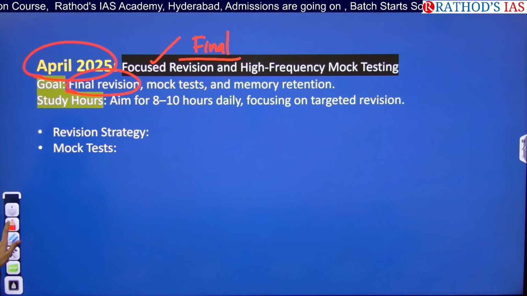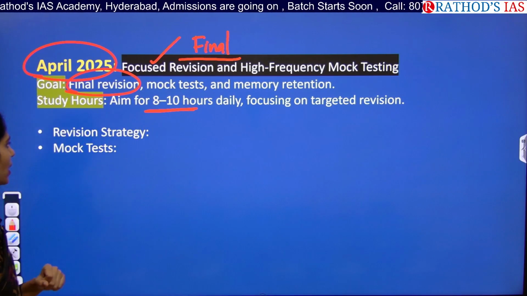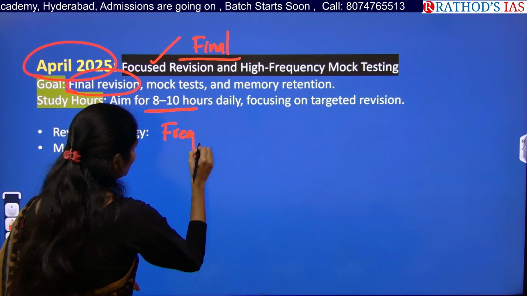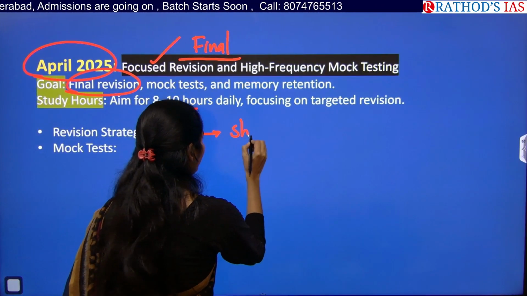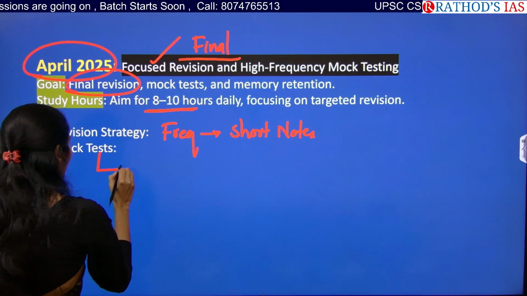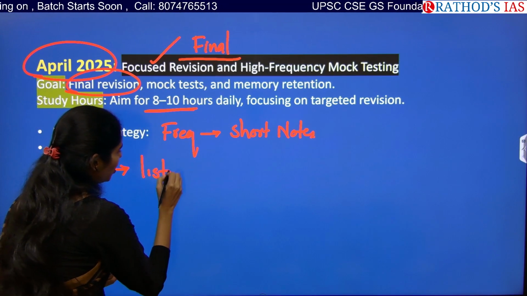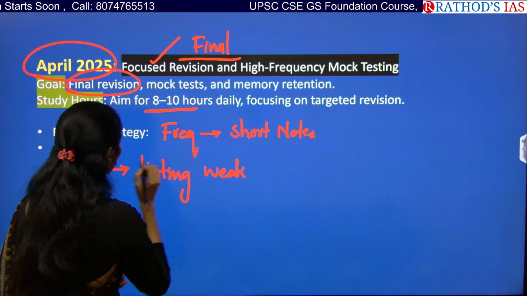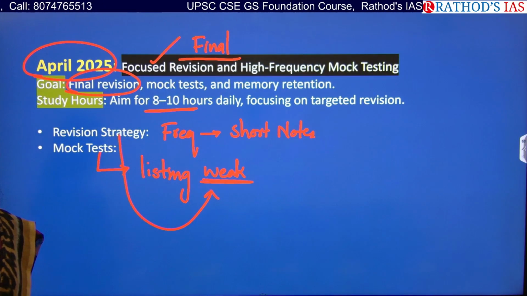And here again you will be increasing your study time to 8 to 10 hours per day. And the revision strategy is nothing but frequent revisions, and in these frequent revisions you will always be revising your short notes, and you will be identifying where you are going wrong in the mock tests, and you will be listing your weak areas. And in this strategy, you will be focusing more on strengthening your weak areas.